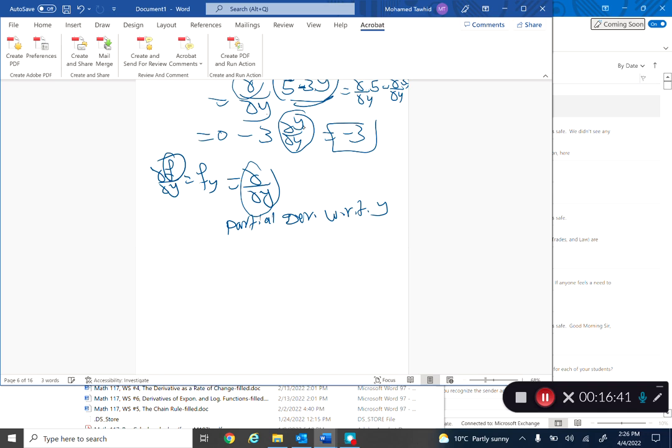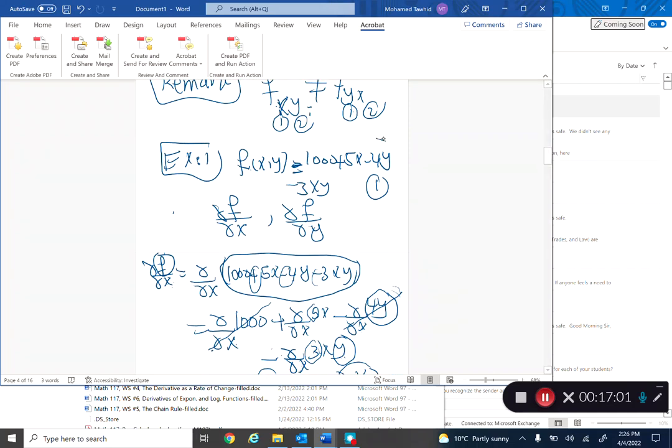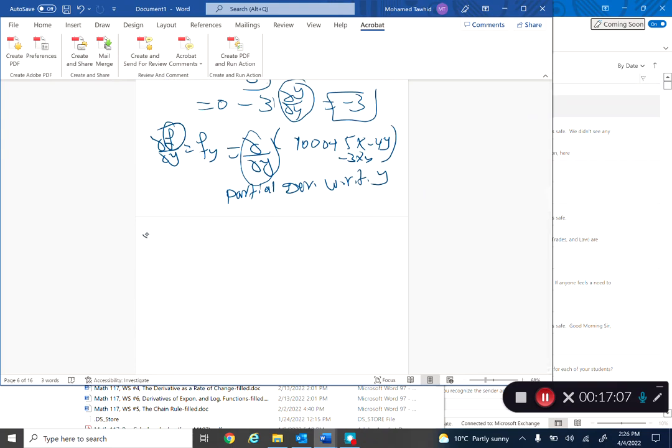So what is your f here? I'm just copying f from up, which is 1000 plus 5x minus 4y minus 3xy. That is the one given, so I write it down here. So I'm taking f sub y here.